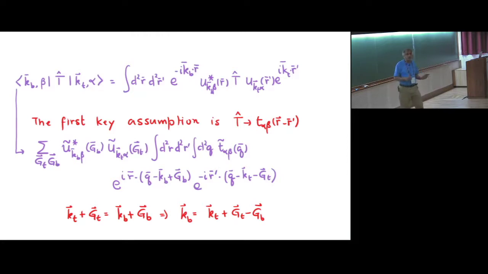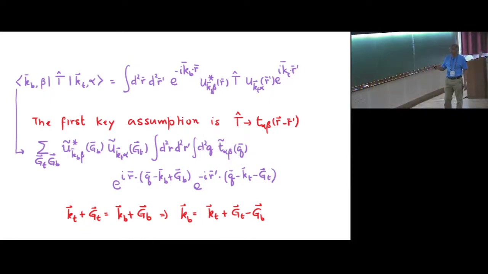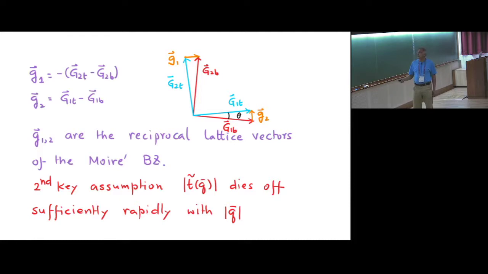So there are two assumptions that go into the formulation of this Moiré Brillouin zone by Bistritzer and MacDonald. The first assumption is that this tunneling is really a function only of the difference of the two coordinates there. Okay, so this one and that one. Okay, that is the first assumption. If you make that assumption, something very simplifying happens. So you can see that just conservation of momentum, integrating over r and r prime over here, tells you something like this. So it gives you a relation between the two wave vectors, k top and k bottom. Okay, so nothing mysterious has happened. I've just used basically some delta functions.